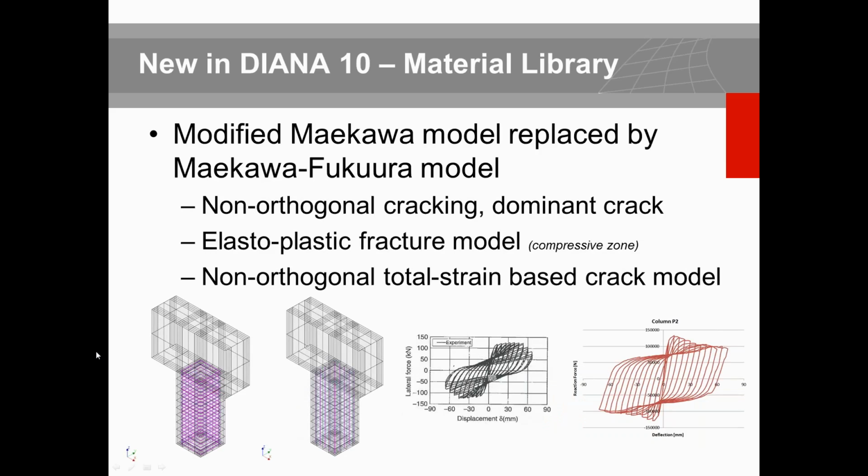So in the new Mekiava-Fukura model, you are able to model non-orthogonal crack behavior with the dominant cracking to define the shear strain direction. And there is also an implementation of elastoplastic fracture behavior in the compression zone. In terms of the input, we made it even more user-friendly, which is input like a total strain crack model. So it's a common input that most of our users are familiar with.